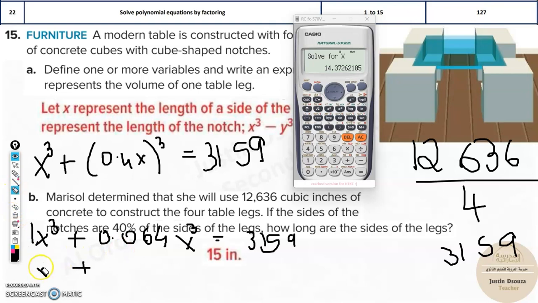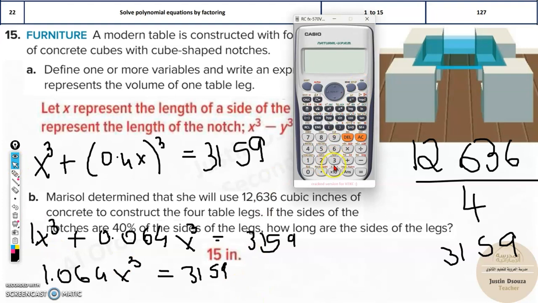That would mean this is 1.064x cube equals 3159. Now all you need to do is you should write in steps. Take this to the other side. It'll be 3159 divided by 1.064, that is equal to 2968.